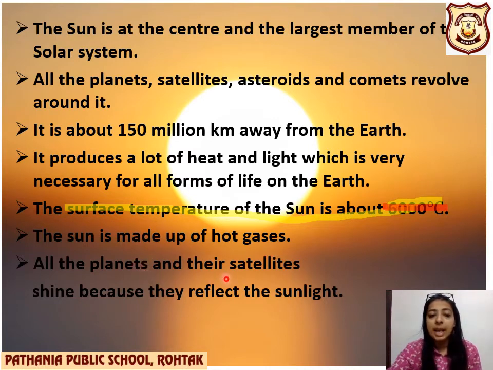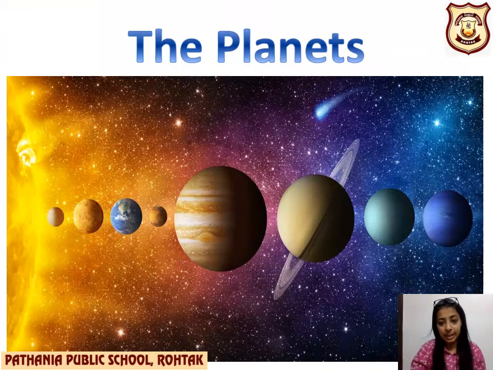All the planets and their satellites shine because they reflect the sunlight. As we know, Earth is a planet. Do we have any light? क्या हमारी अर्थ में से कोई लाइट निकलती है? No, अर्थ में से कोई लाइट नहीं निकलती. But still, when we see from the space, it feels like that it is shining. It's because that is reflecting the sunlight.